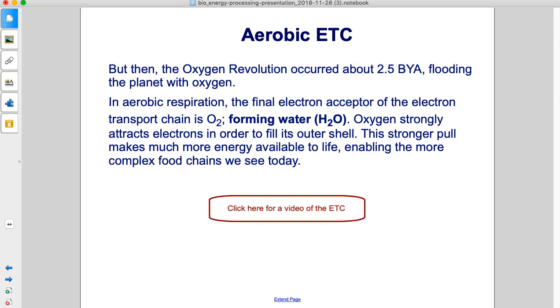But then, the oxygen revolution occurred about 2.5 billion years ago, flooding the planet with oxygen. In aerobic respiration, the final electron acceptor of the electron transport chain is O2, forming water, H2O. Oxygen strongly attracts electrons in order to fill its outer shell. This stronger pull makes much more energy available to life, enabling the more complex food chains we see today.